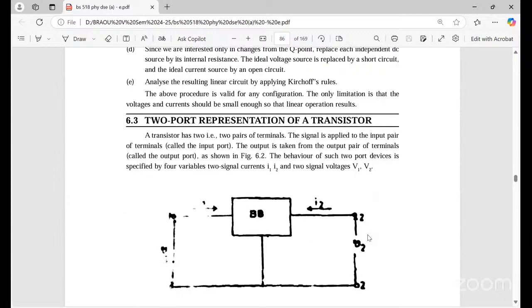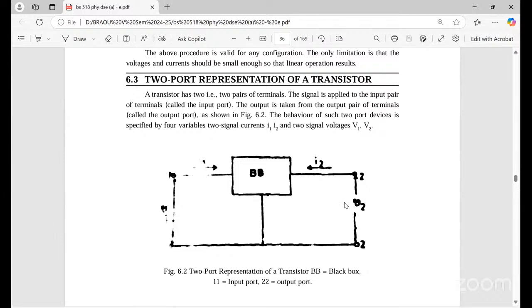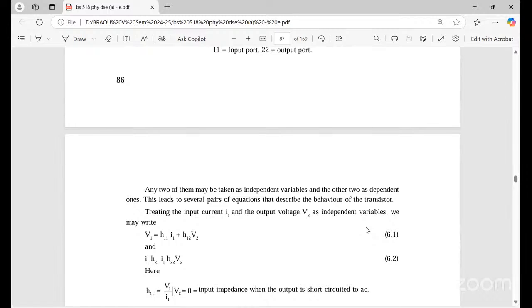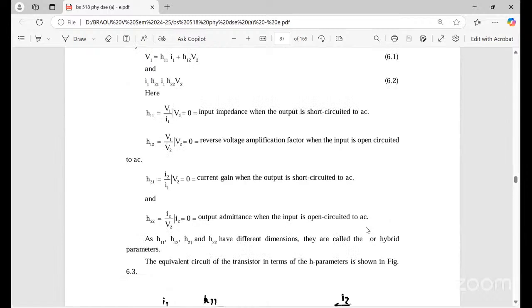So, two-port representation of a transistor. Input voltage, output voltage. This is a two-port. BB means black box. One is the input port, two is the output port. So H parameters, hybrid. How the input characteristics of a BJT are going to be changing, and what are the output characteristics of the BJT? So the hybrid parameters are H11, H12, H21, H22. These are the hybrid parameters.